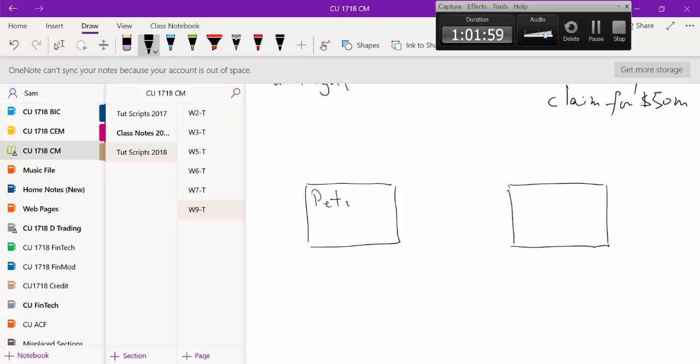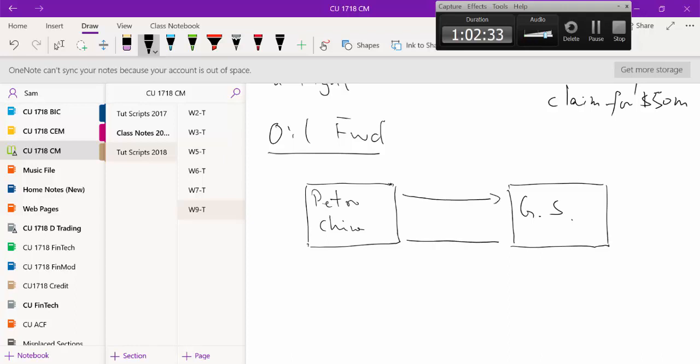PetroChina versus Goldman Sachs, let's say. And let's say they make an oil forward. When you start talking about this, it becomes a lot easier to understand. So an oil forward where PetroChina promised to buy 100 million barrels of oil from Goldman Sachs, paying $50. Okay, let's say they do an oil forward in 1 year.